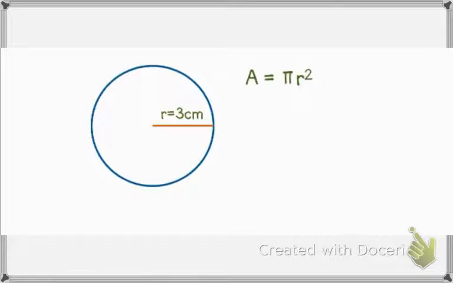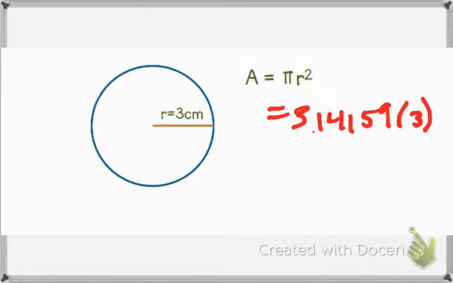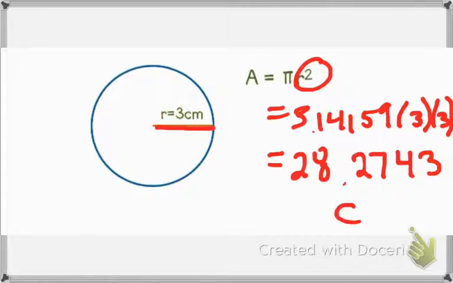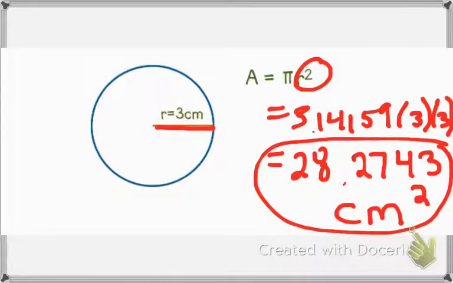So, area of a circle is pi r squared, so that's 3.14159. The radius is 3, and squared means you have to multiply it by itself twice. So, we get 28.2743 when we multiply those numbers, and this is area, and our radius was in centimeters, so the units for our answer is centimeters squared because area is two-dimensional.